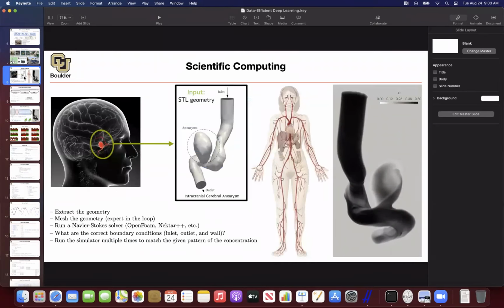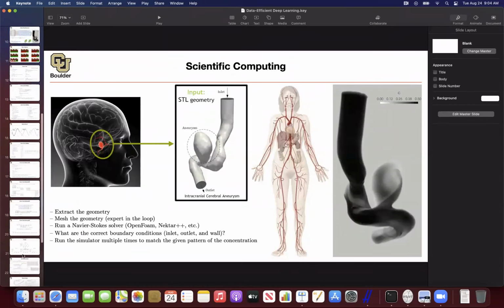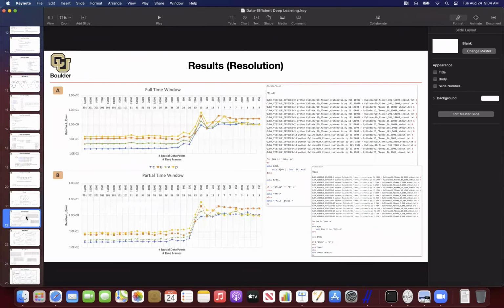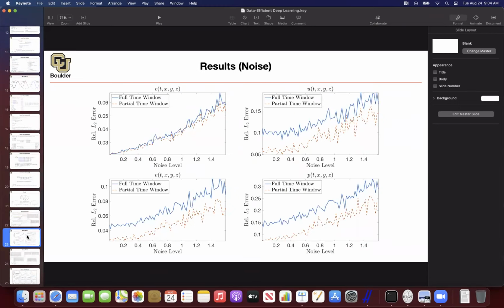I think the second part of the question I answered. It's that systematic study that I showed here with respect to the resolution and the noise. So you're being really robust with respect to noise and resolution.